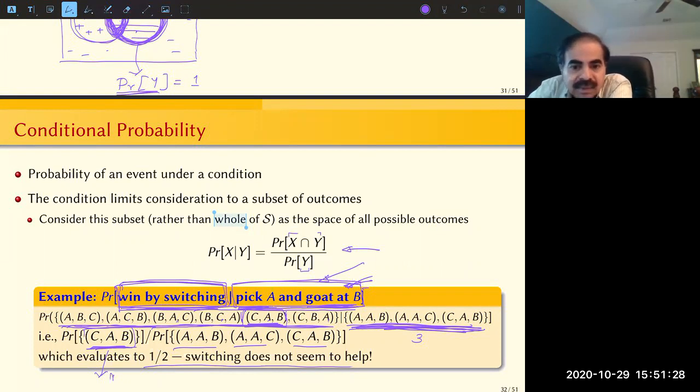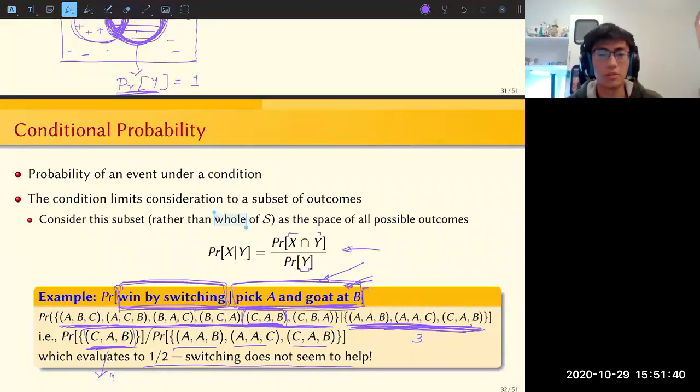Anyone? Frederick. I think it's because we're just not accounting for all the cases. I think if we pick A and the goat is at C, we should get the same thing. But if we pick A and the goat is at A, we should have a higher chance of winning by switching. So we need to account for all of that, I think.